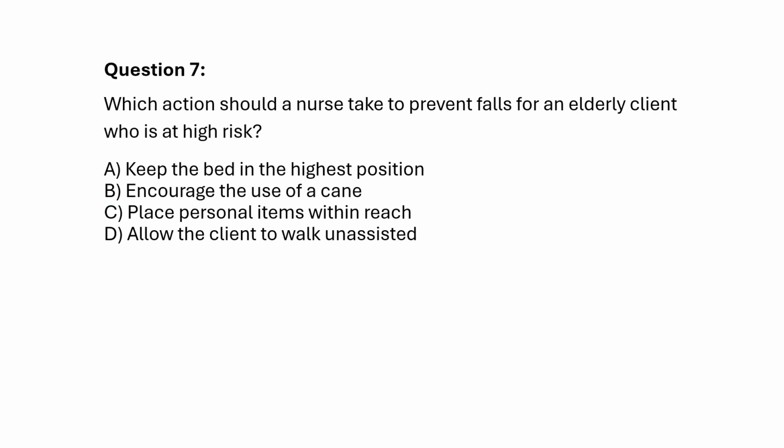Question 7. Which action should a nurse take to prevent falls for an elderly client who is at high risk? A. Keep the bed in the highest position. B. Encourage the use of a cane. C. Place personal items within reach. D. Allow the client to walk unassisted. Correct answer is option C. Place personal items within reach.